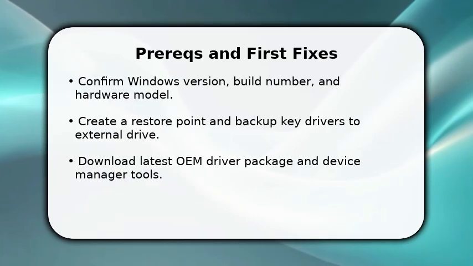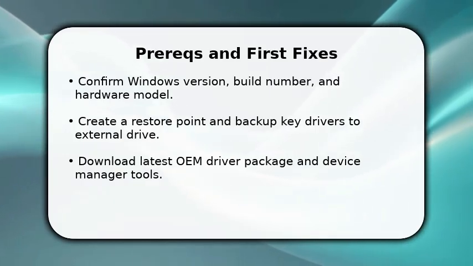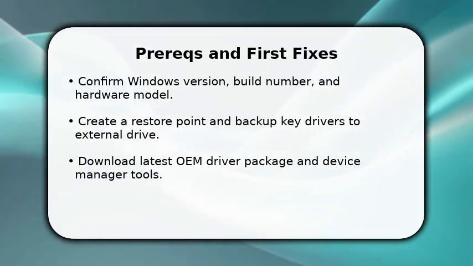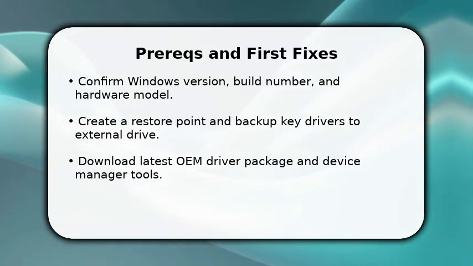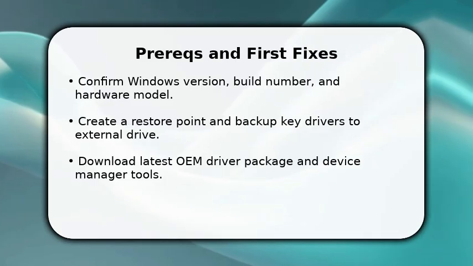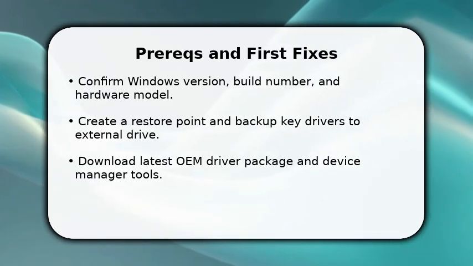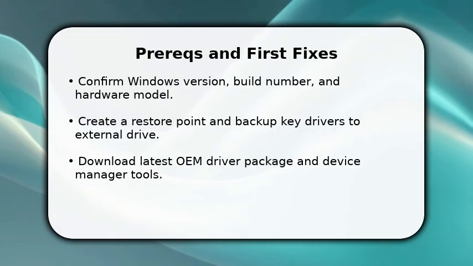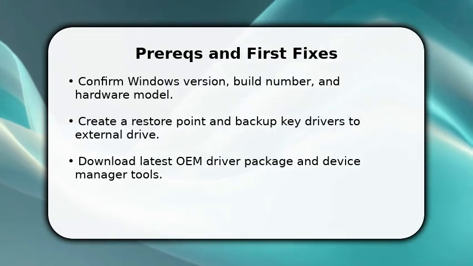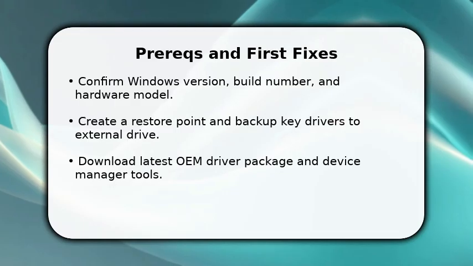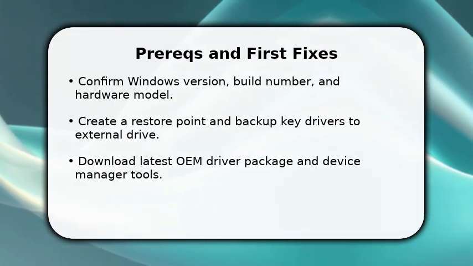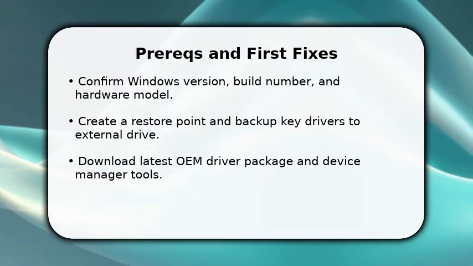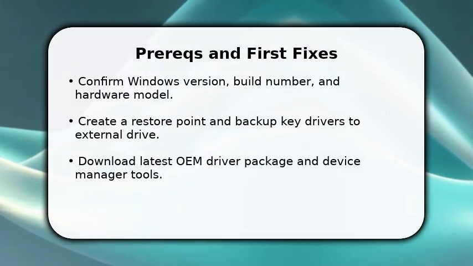You start by verifying Windows version and the exact device ID. This tells you which driver matches. Do that now. Once done, create a system restore point and export current drivers so you can roll back if needed. Then, download the official OEM driver package and a driver installer utility. This prevents mismatched versions. Make sure to unblock downloaded files and run as administrator. This avoids permission issues and speeds up the next steps.